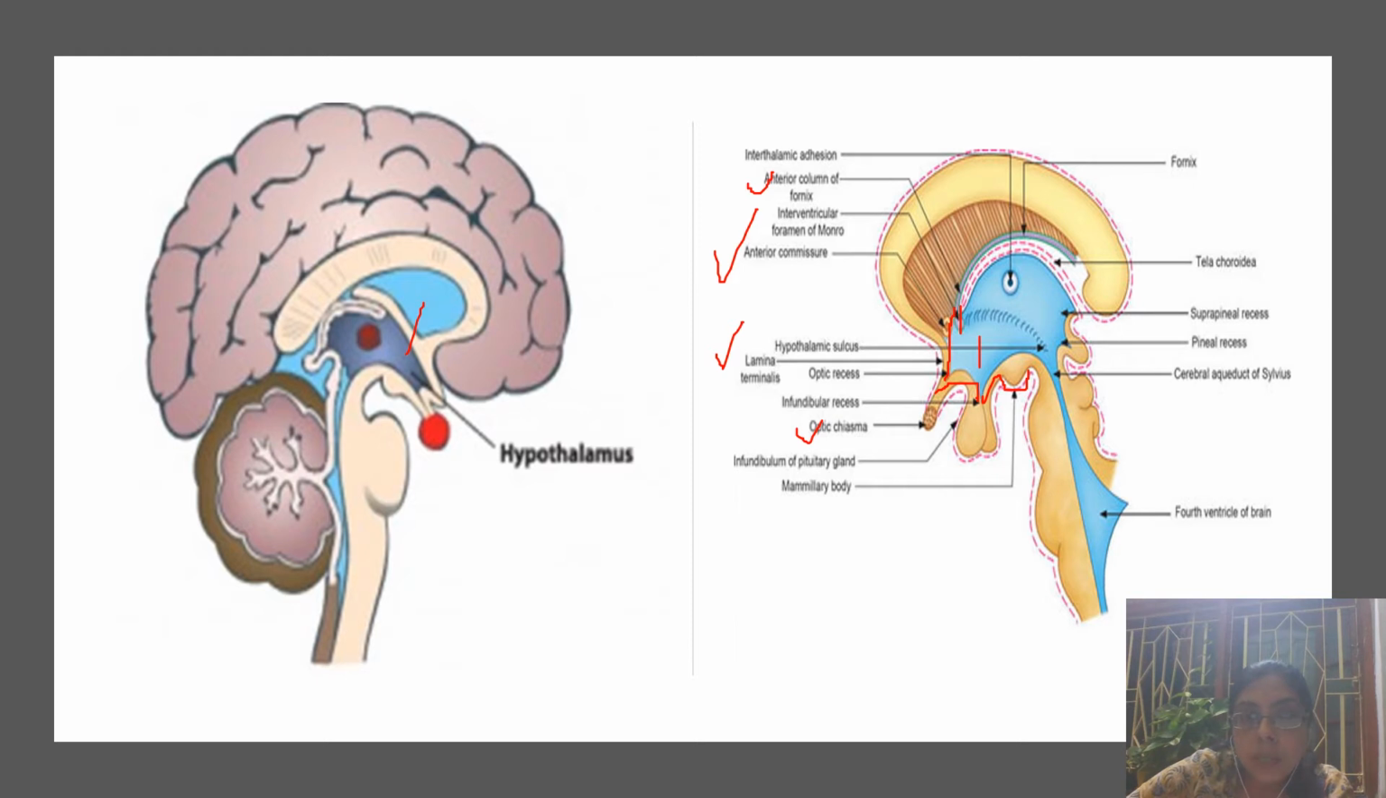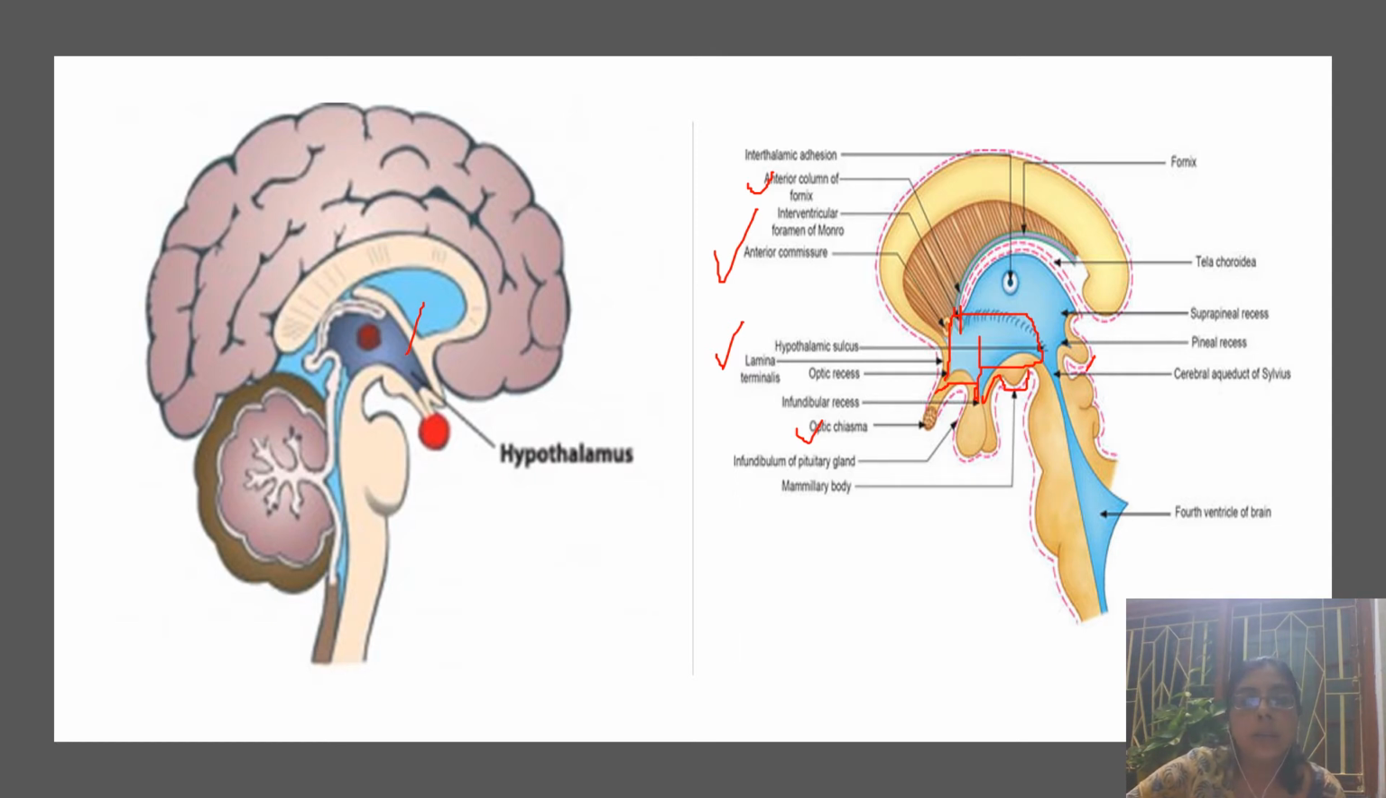Regarding the posterior wall of the third ventricle, it is formed by the pineal body and the posterior commissure. So actually the hypothalamus is located at this area, just below the hypothalamic sulcus. Now what actually is this hypothalamus?